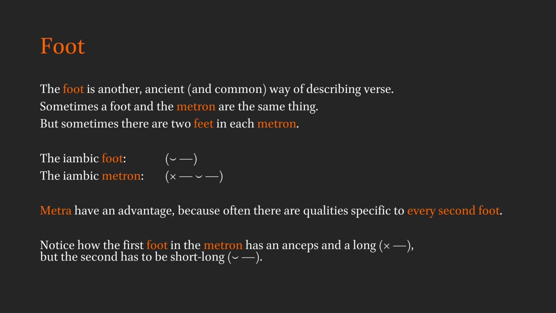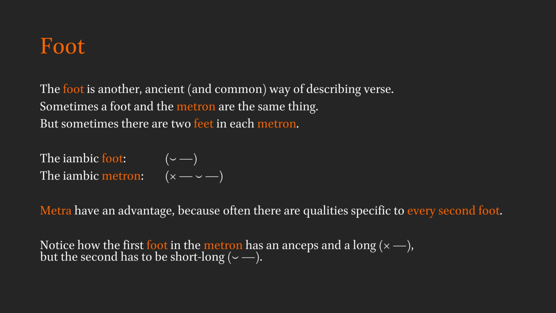Now, you might have heard about lines of poetry being divided into feet. This is an ancient and very common way of describing verse. Often feet and metra work out to be essentially the same thing, but sometimes there are 2 feet in each metron. For example, the iambic foot is a short and a long, and the iambic metron is 2 of those put together, which ends up as anceps, long, short, long.